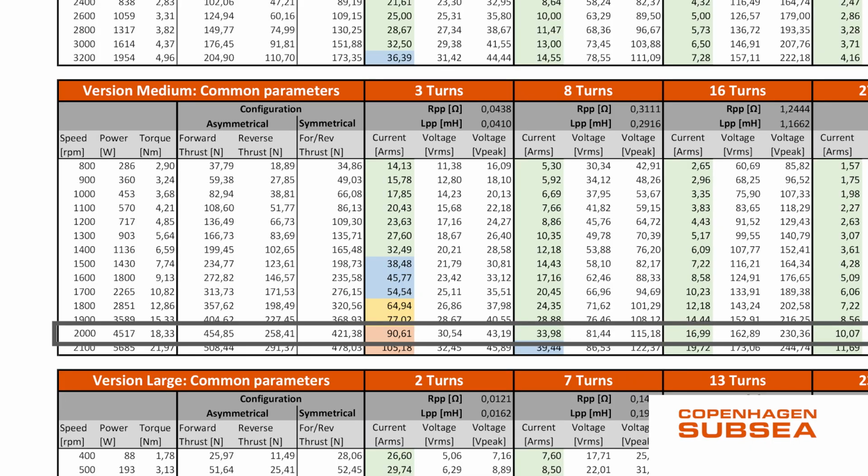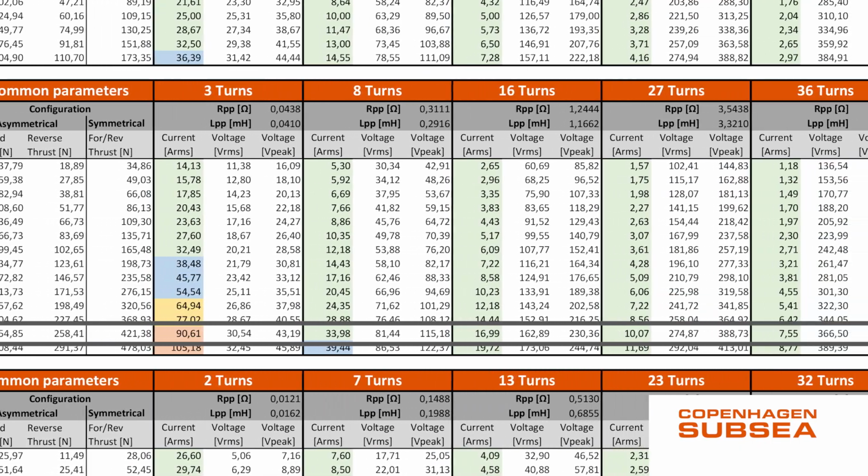Now, when we combine all this information, we get a clearer overview. As mentioned earlier, the small version thruster isn't suitable for this application as it cannot exceed 200 Newton of thrust, which is well below our target. Next, we need to determine the correct number of turns. To do this, we look to the right side of the lookup table.